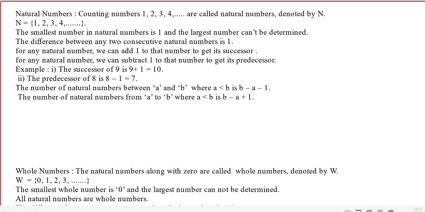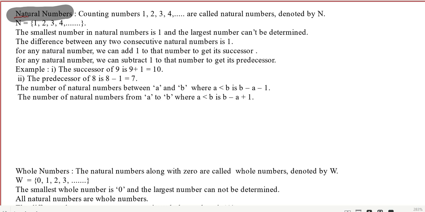Now we are going to discuss some basic important concepts related to the number system. In this number system, we start our topic with the natural numbers. What is meant by natural numbers? All the numbers which we are using to count are known as the natural numbers.